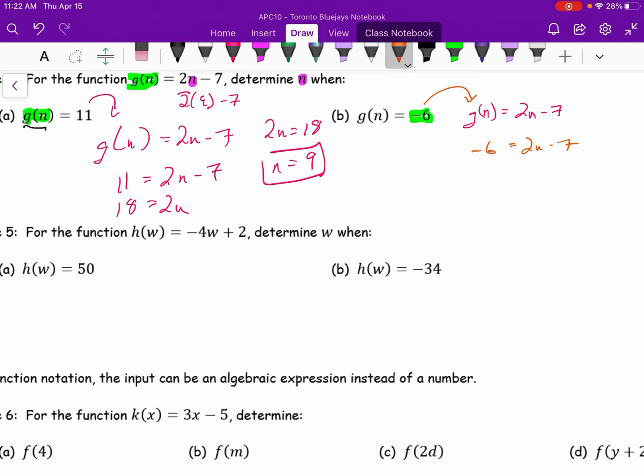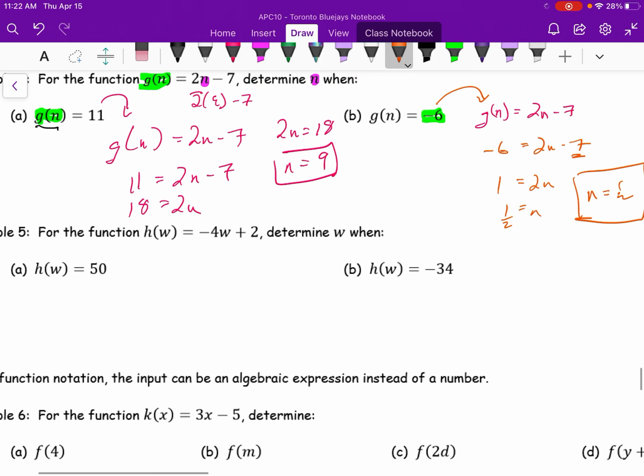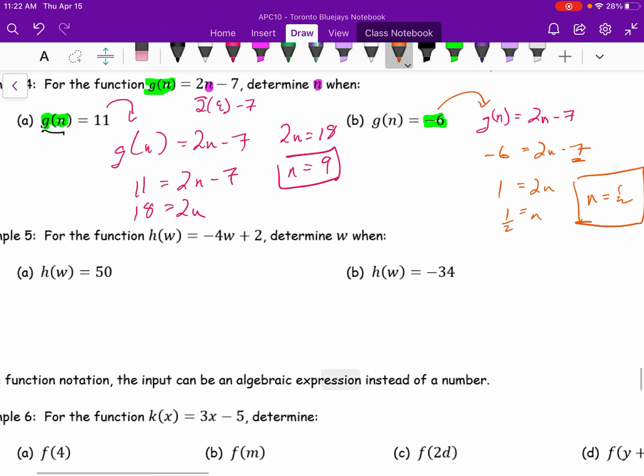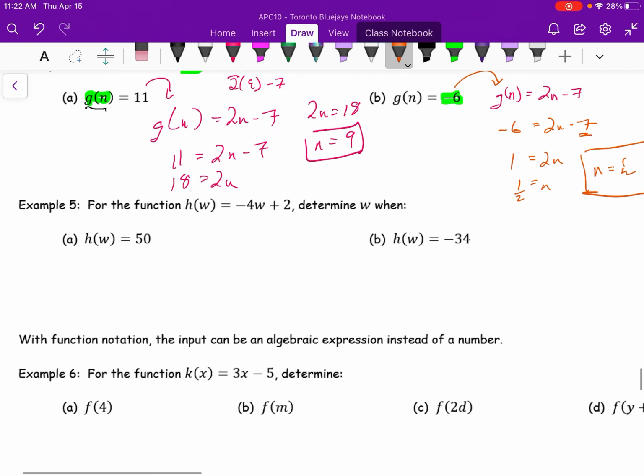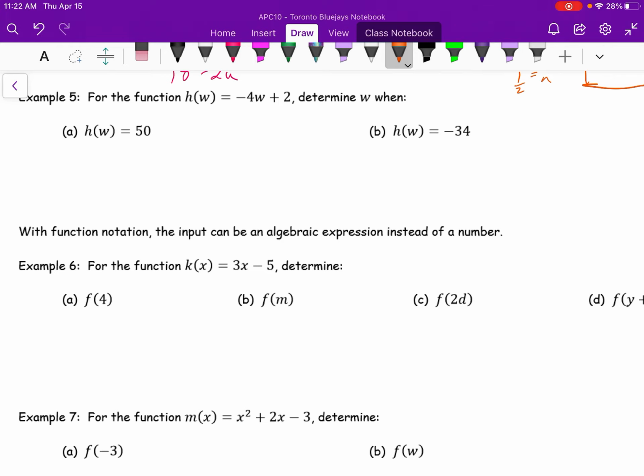I'm going to isolate for n. I'm going to add 7 to both sides. I'm going to divide both sides by 2. And I get n is equal to 1/2. Now, this notation business is just really wrapping your head around it, and it is really, really useful, particularly in grade 11, 12, and physics. So if you're planning on taking the sciences, this functional notation really is the way to go.